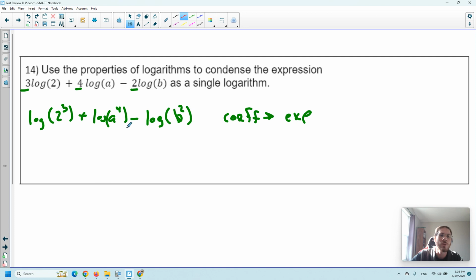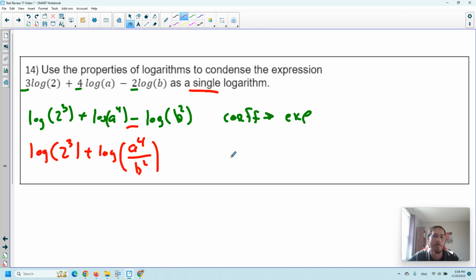Going backwards, I see I've got a minus sign, so we're going to go ahead and change that up. Log 2 to the 3rd plus log. So this minus sign is going to become a division. So a to the 4th divided by b squared. Remember, we're condensing things. We want to get to a single logarithm, so we should be removing logarithms at this step. So this is going to be a subtraction to division. And again, once you get past the first step, the goal is to make less logs. So I've got 2 logs here instead of 3 logs.